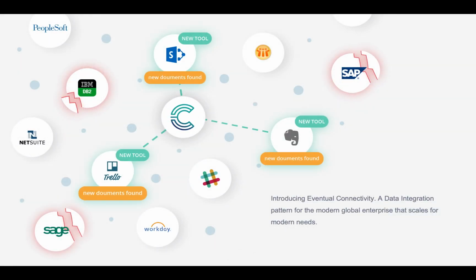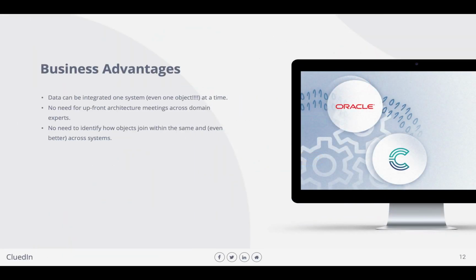So let's head on to the solution. Let's head on to the new type of data integration that can solve modern types of data integration requirements. I'd like to introduce eventual connectivity. It's a data integration pattern that works for modern global enterprises and scales for modern needs. Let's have a look at how it works.